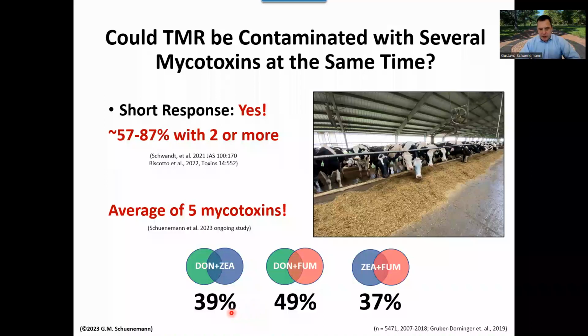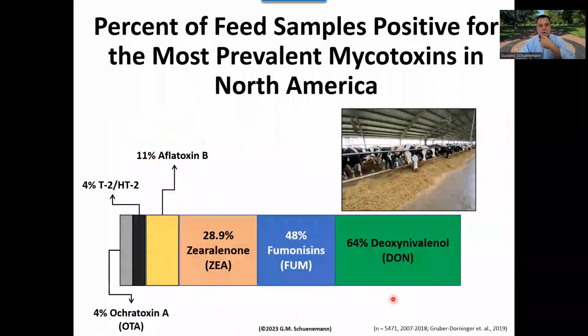And so 39% of the samples had these 2, DON and zearalenone, 49% for this combination, DON and fumonisin, and 37% for these 2 mycotoxins. So the bottom message is that very likely cows are dealing with 2, 3, 4, or 5 mycotoxins or more. And these are the ones that we already know and the ones that we measure, but it could be a number of others. I suspect there are a number of other things that we don't even know exist. We don't measure them because we just don't have the assay to test those.